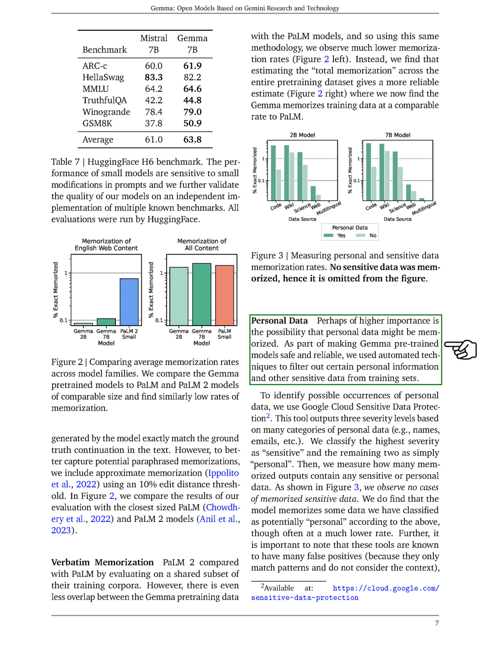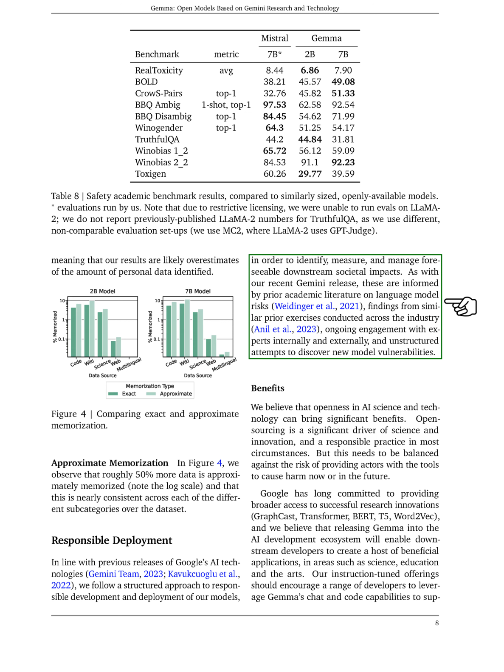Section: Approximate memorization. In this section, we observed that around 50% more data is roughly memorized, and this trend is consistent across different subcategories in the dataset. We follow a structured approach to responsibly develop and deploy our models, drawing from academic literature, industry exercises, expert input, and efforts to uncover new model vulnerabilities.